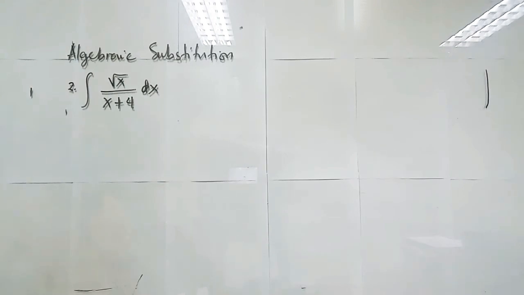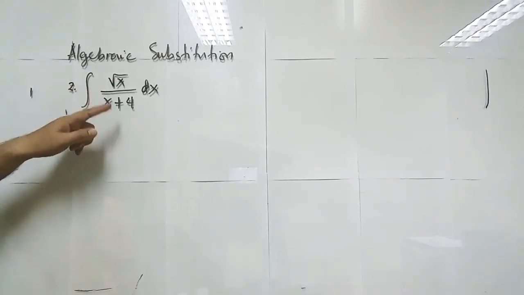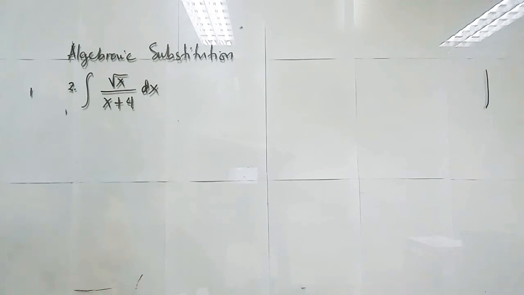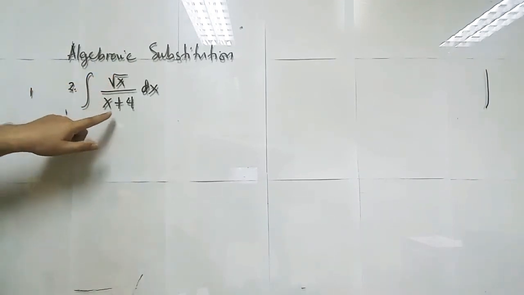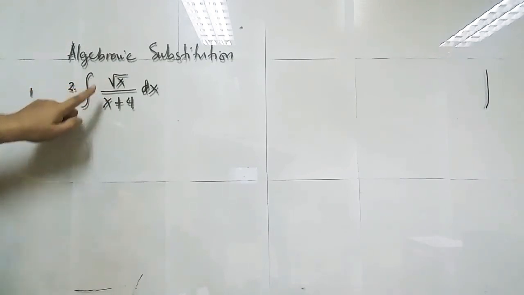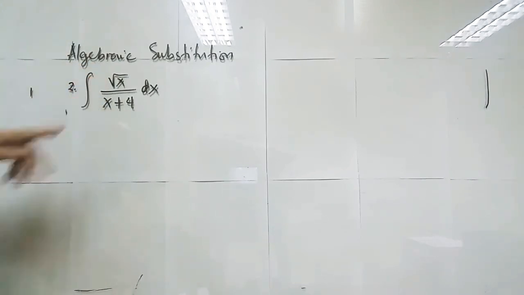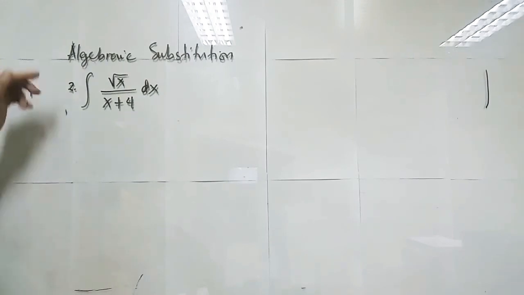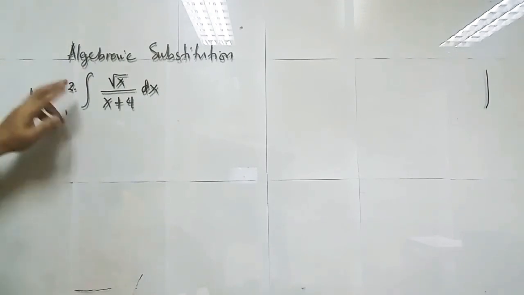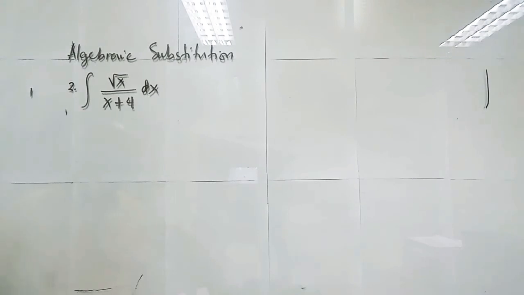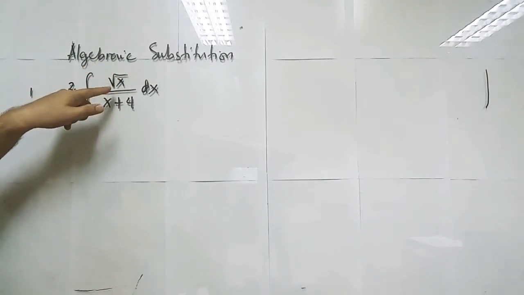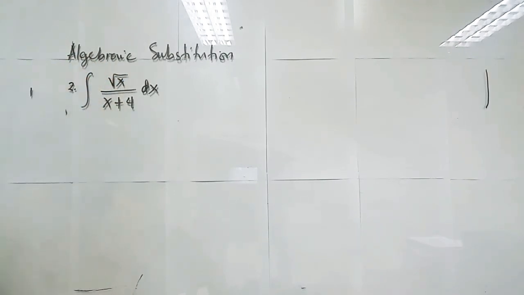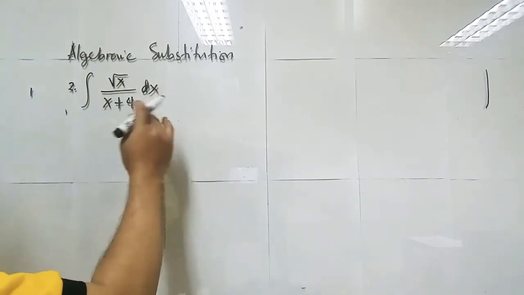We have here another example, the integral of square root of x over x plus 4 dx. If you look at this one, you cannot divide directly the square root of x by x plus 4 because the exponent here is 1 half and this one is 1, so you cannot divide this one. Instead of dividing, we will be using algebraic substitution to solve this particular problem. If you look at this one, what makes it complicated is the square root of x. The square root of x makes the problem complicated, so we assign a variable to the square root of x.